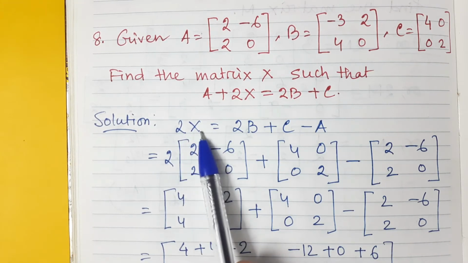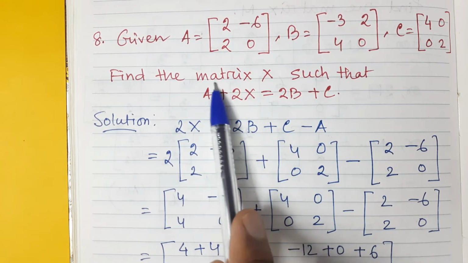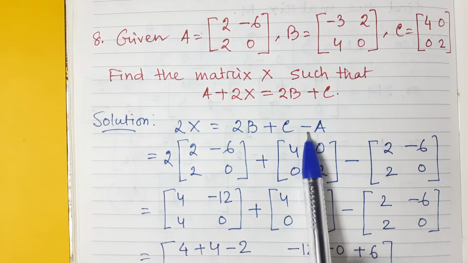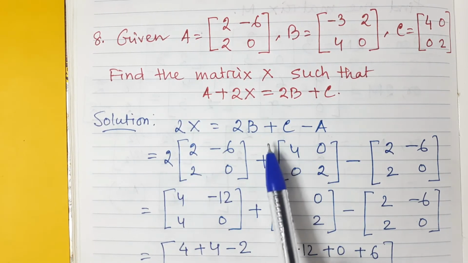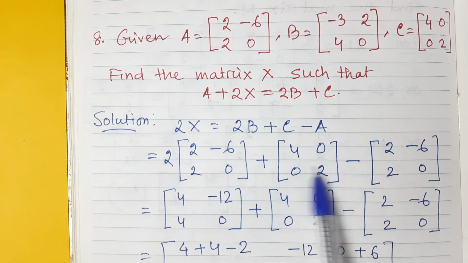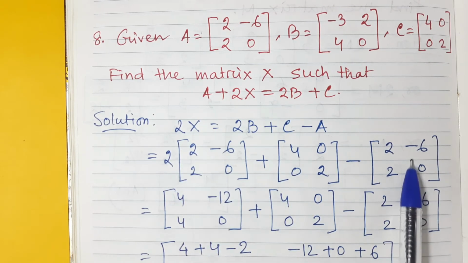2x is equal to 2b plus c minus a. We are just sending this a to the other side of this equation, so this is plus and this is minus now. You put the value of b, c and a, and after that you are getting this. Now you do this calculation.